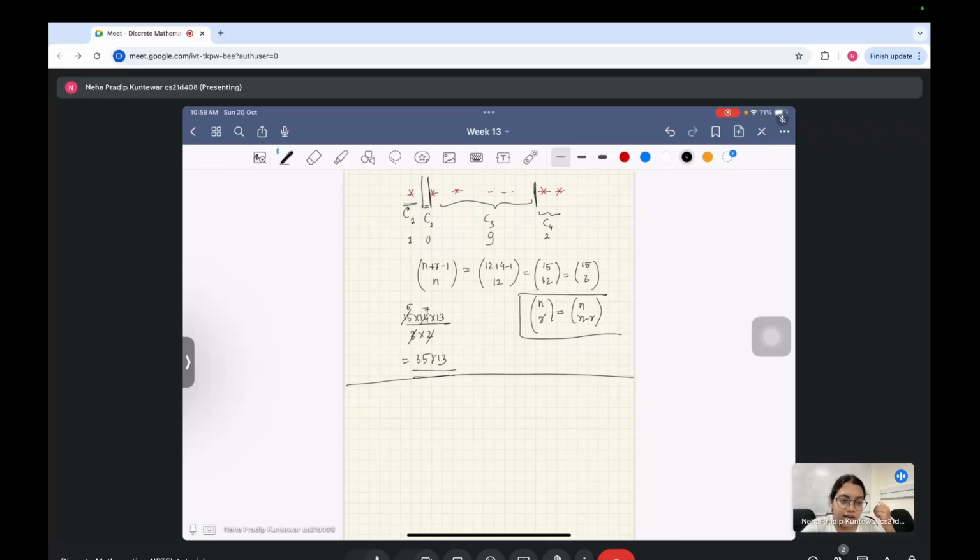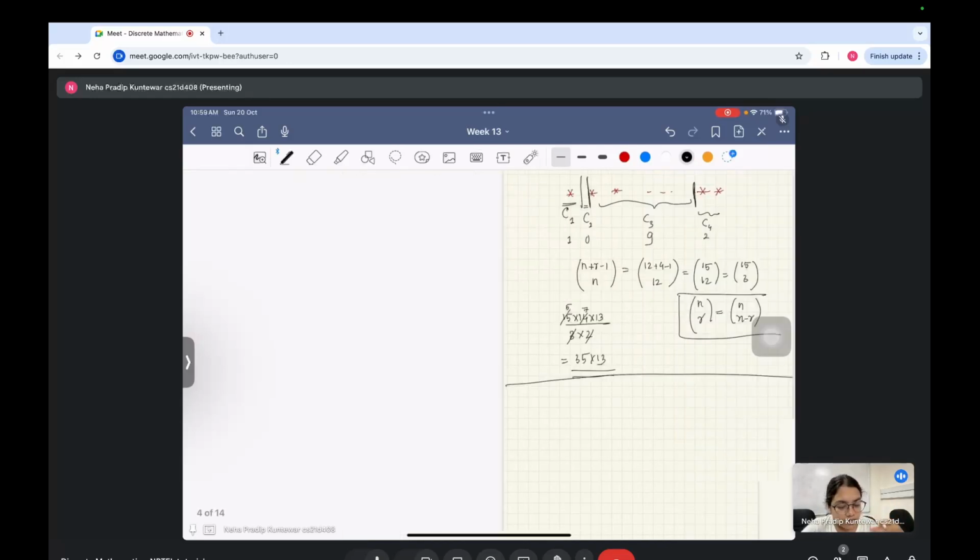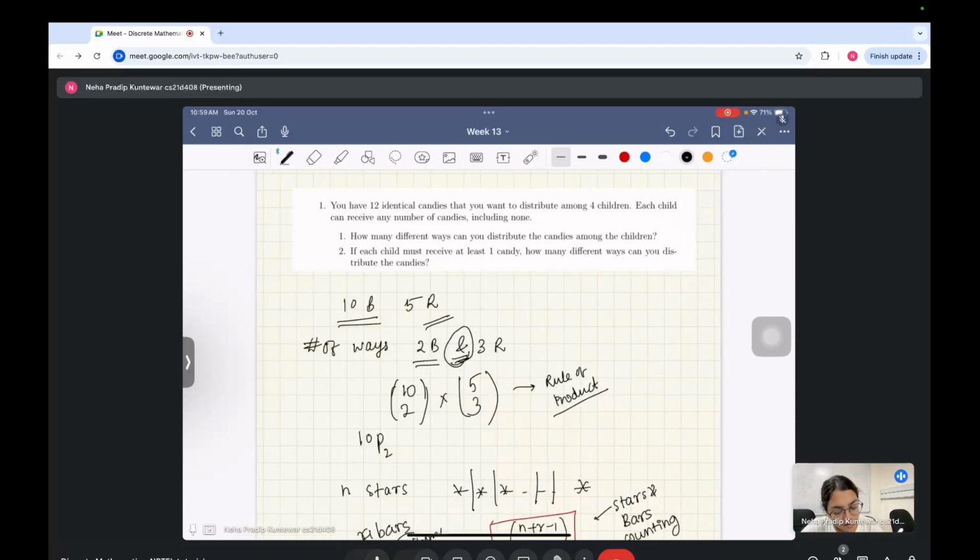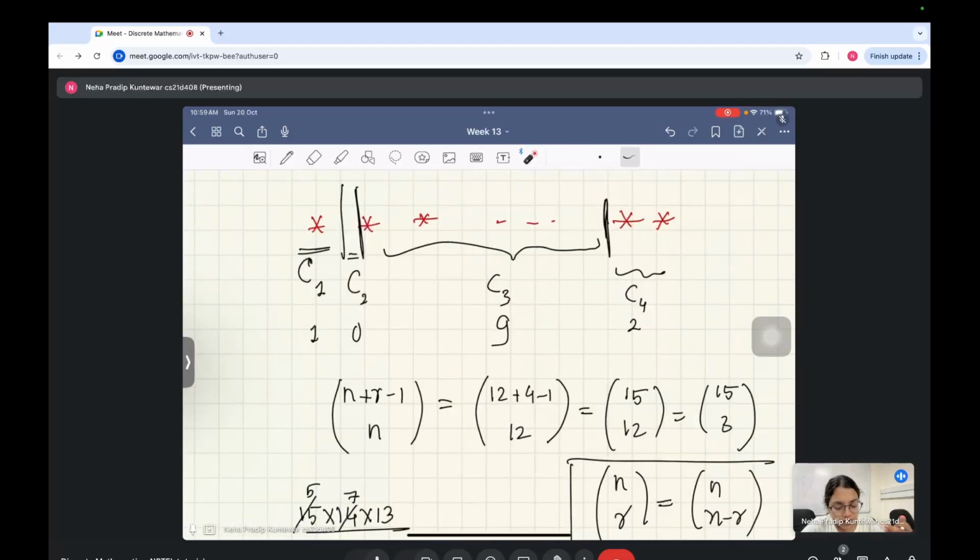Now let's say I additionally put in some constraint, and the constraint that we're putting is that each child must now get at least one candy. So what we did here was one example that is not allowed now. In this case, the second child does not get anything. We do not want this kind of case to happen now. So we only want to count those distributions where every child ends up getting at least one candy.